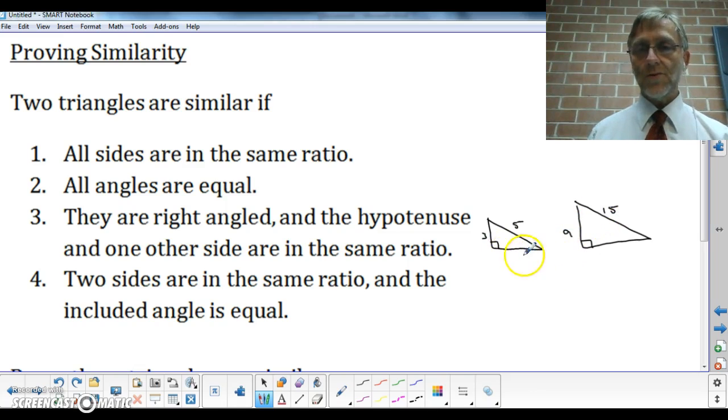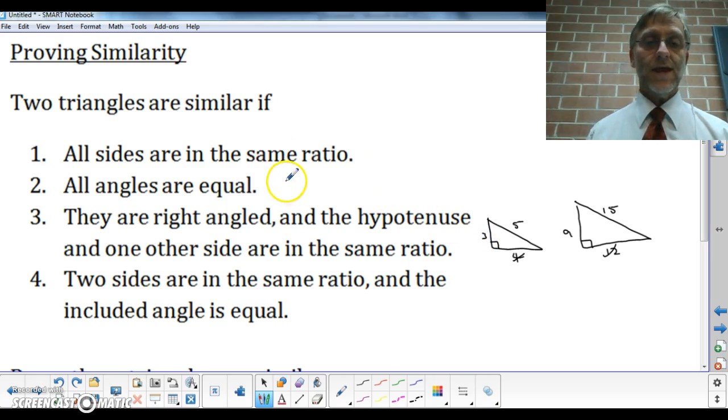You don't need to know the length of this other side down here. You just need to know that 15 divided by 5 is 3 and 9 divided by 3 is 3. That means that the scale factor between these two triangles is 3, and if you applied Pythagoras' theorem, you could work out the other two sides. That would be a 4 there, and that would be a 12. But you don't need to know that in advance. You just need to know that if you've got right-angled triangles, and you have the hypotenuse and one other side in the same ratio, then those triangles will be similar.